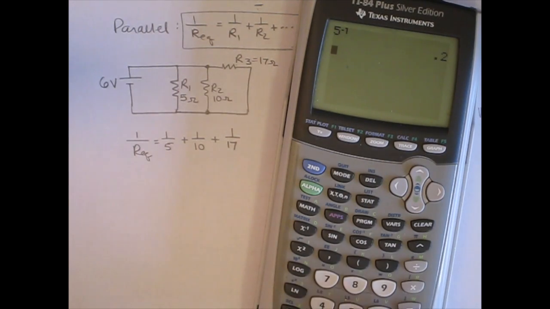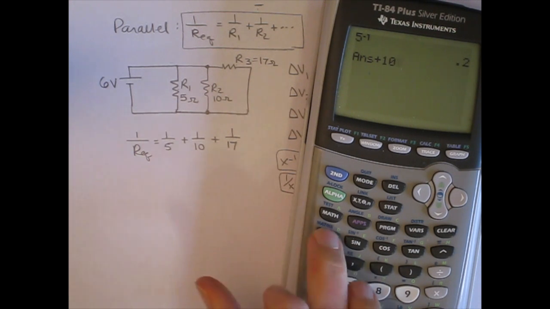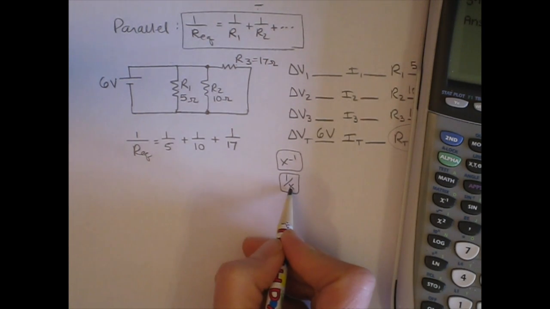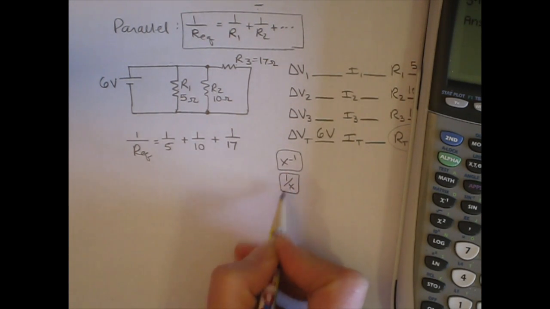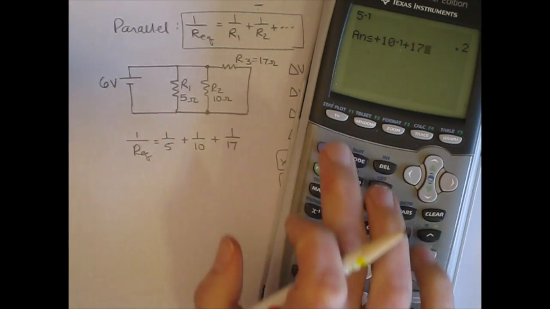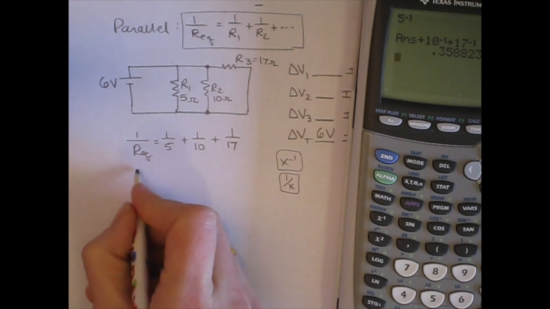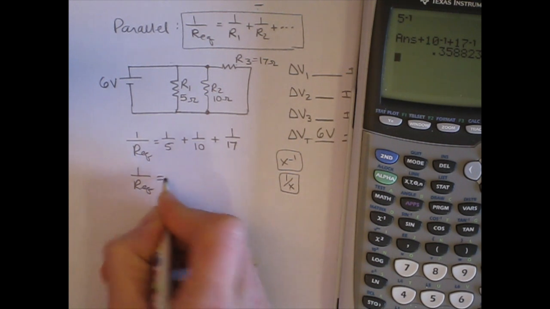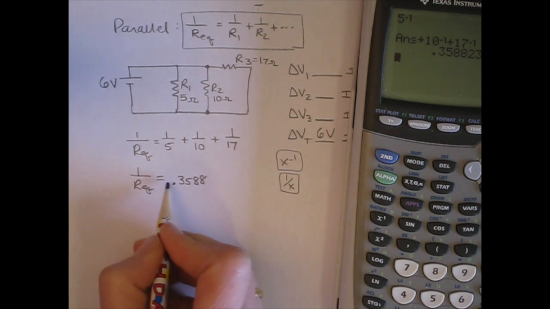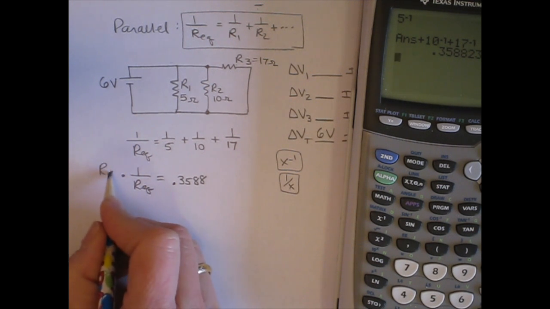1/5 is 0.2. And then I want to add my next value, 10. But I don't want to add 10, I want to add 1 over 10. So if you do 10 to the negative 1, that's 1 over 10. Or if you have this button, put in your 10 and then hit the 1 over button and it will calculate 1 over that. And then plus 1 over 17, and that gives me 0.3588. So 1 over the equivalent resistance equals 0.3588.